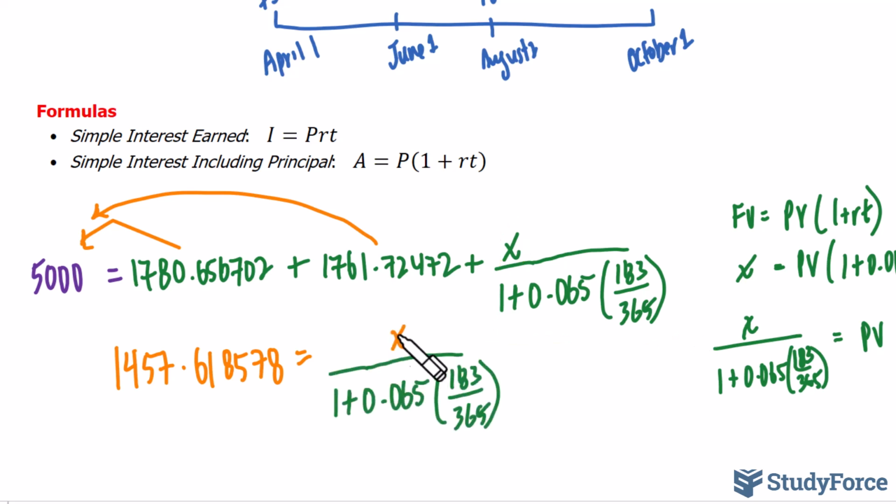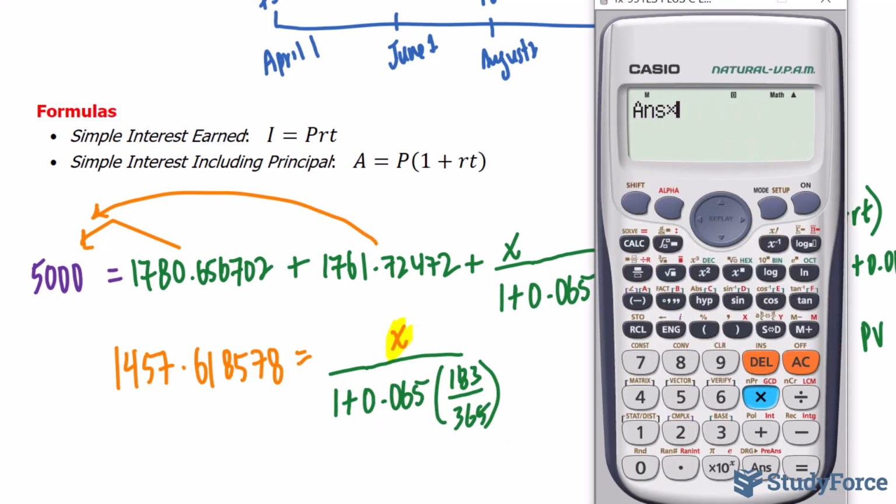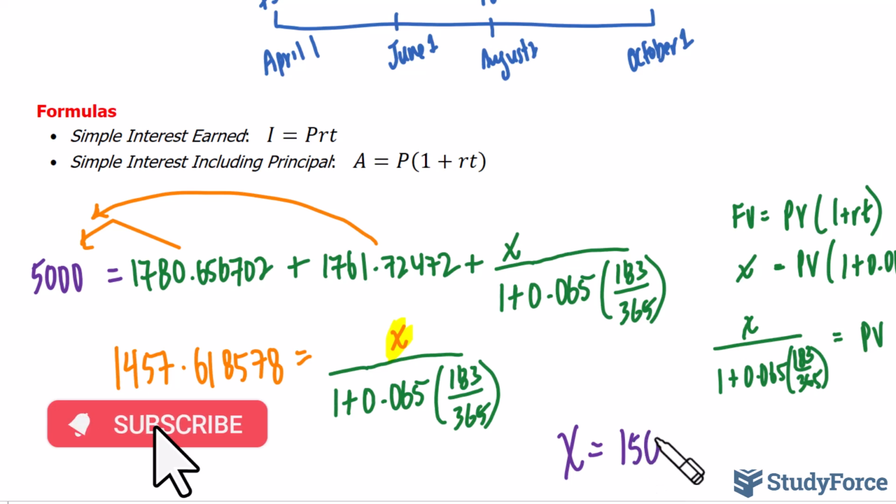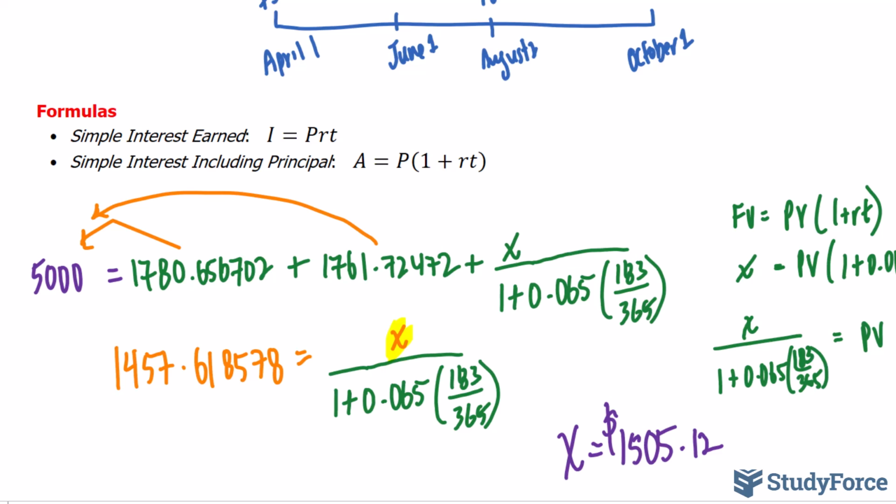And from here, to solve for x, we multiply both sides by whatever the denominator is equal to. So simply take the value on your screen and multiply it by 1 plus 0.065 times 183 over 365, and we get our value of x being $1,505.12. And make sure that it is at this stage where you round to two decimal places. So our last payment, x, is $1,505.12.